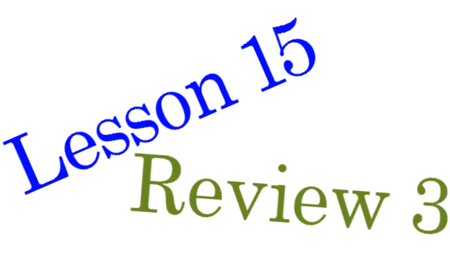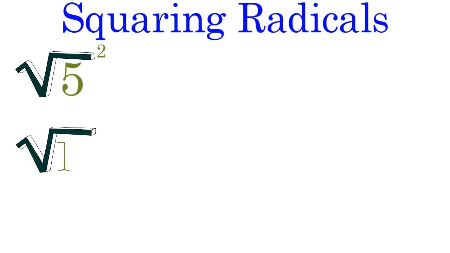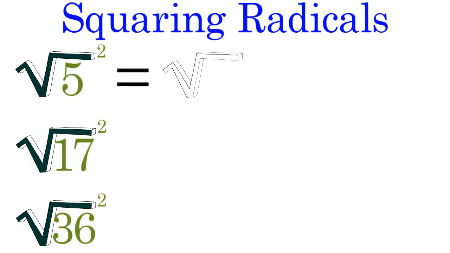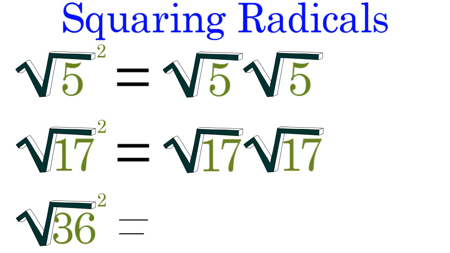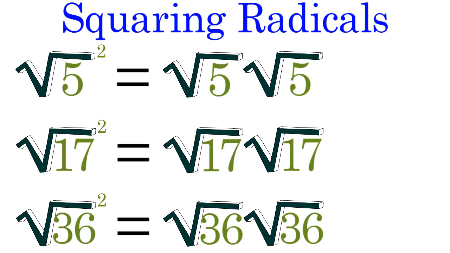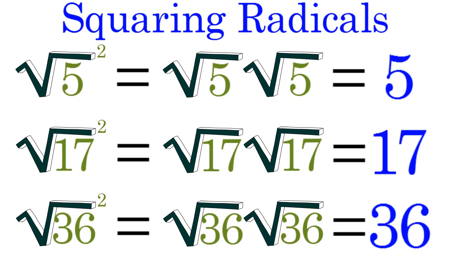Lesson 15. Review 3. In this module, you extended your understanding of arithmetic with radicals. Let's review the major concepts you've learned. The simplest operation to perform on a radical is squaring, that is, multiplying a radical by itself. This operation always produces the value inside the radical. So radical 5 squared equals 5, radical 17 squared equals 17, and radical 36 squared equals 36.